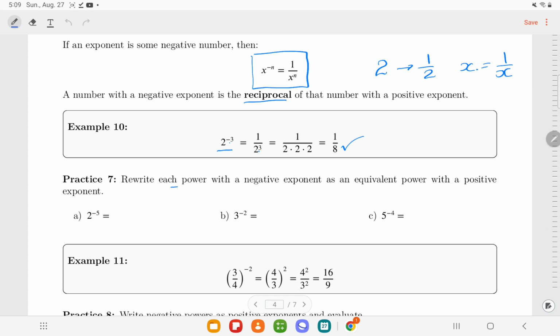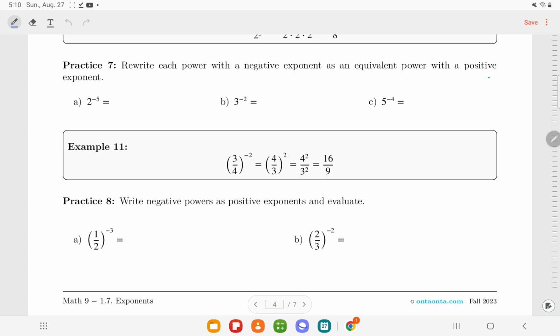So let's rewrite each power with a negative exponent as equivalent power with a positive exponent. So this becomes 1 over 2 to positive 5. Now pause the video and complete the practice. Check your answers. And here's another example.